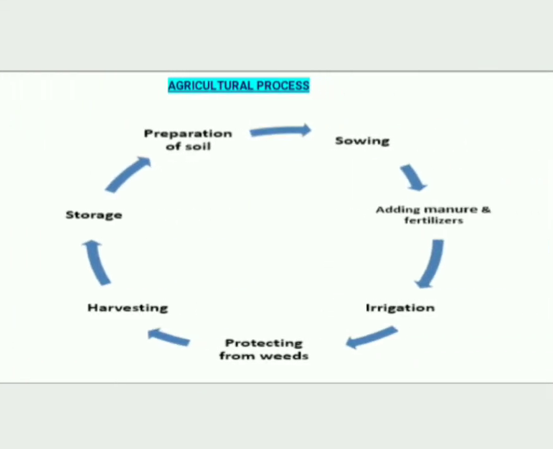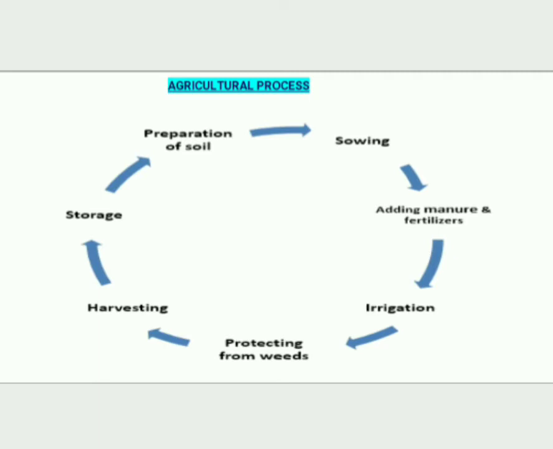So now the question arises, what actually happens on an agricultural field? What are the agricultural processes? On an agricultural field, the first thing that we do is prepare the soil for cultivation of any crop. And how do we do that? We do that by tilling it, either via tractors or other farm machinery. And in third world countries, animals are still used for tilling the soil.